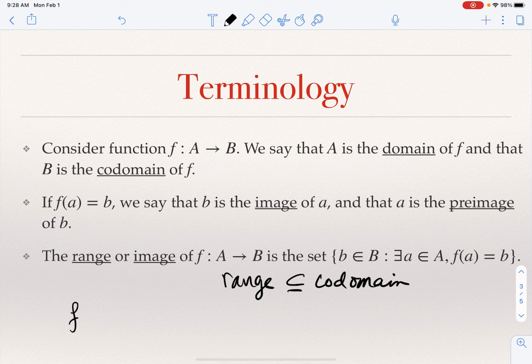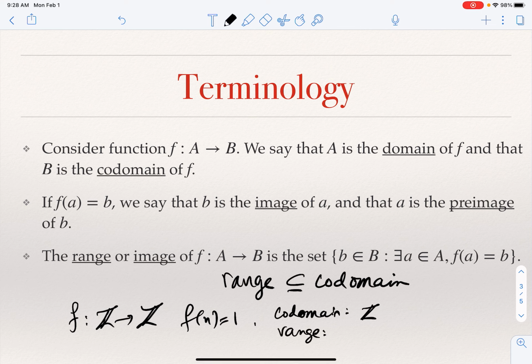For example, I can define f from Z to Z, where I say f of n equals 1. In this case, the codomain is the entire set Z, but the range is actually a very, very small subset of that, and it has just the element 1. So the range is the set that has one element, which is 1, because we mapped every element in Z to just one element in Z, which is 1. So the codomain is the whole set of integers. The range is really just a set of one element here.